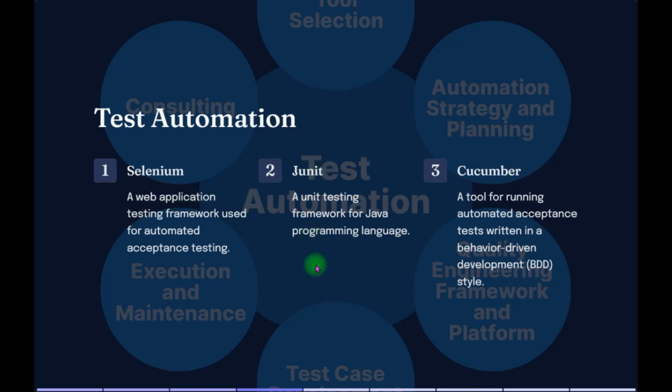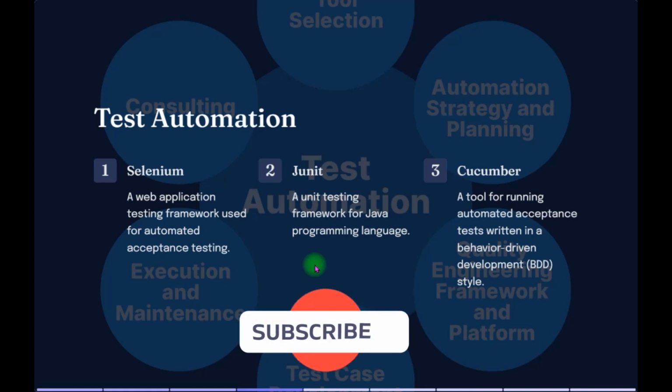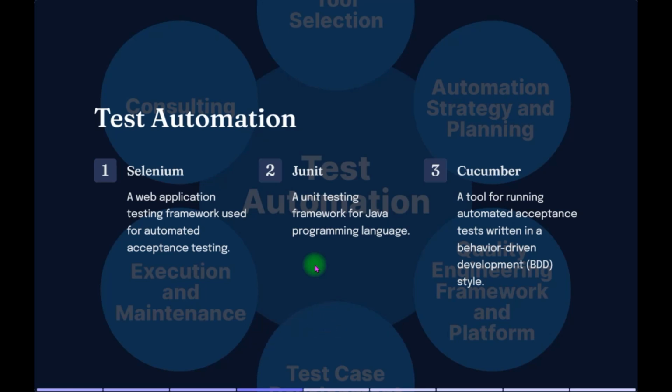Next in the list we have JUnit. JUnit is a unit testing framework that helps you write unit tests for your Java code. Unit tests are small isolated tests that verify the functionality of your code. The last tool in the list is Cucumber. Cucumber is a behavior driven development tool that helps you write acceptance tests for your software. Acceptance tests are tests that verify that your software meets the requirements of your users.